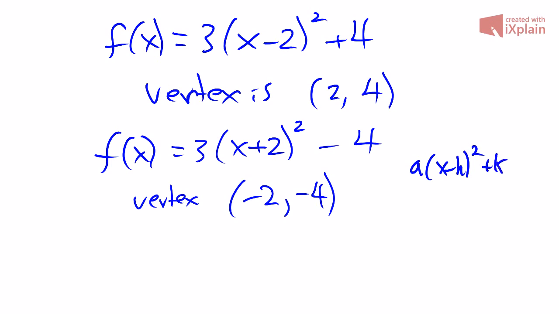So remember the vertex form is a(x minus h) squared plus k. So for the k value, we just take this value here at the end. Easy enough. But for the h value, you have to switch the sign. So here it was a +2, so the h is a -2. Here it was x minus 2, so the h value is actually a 2.